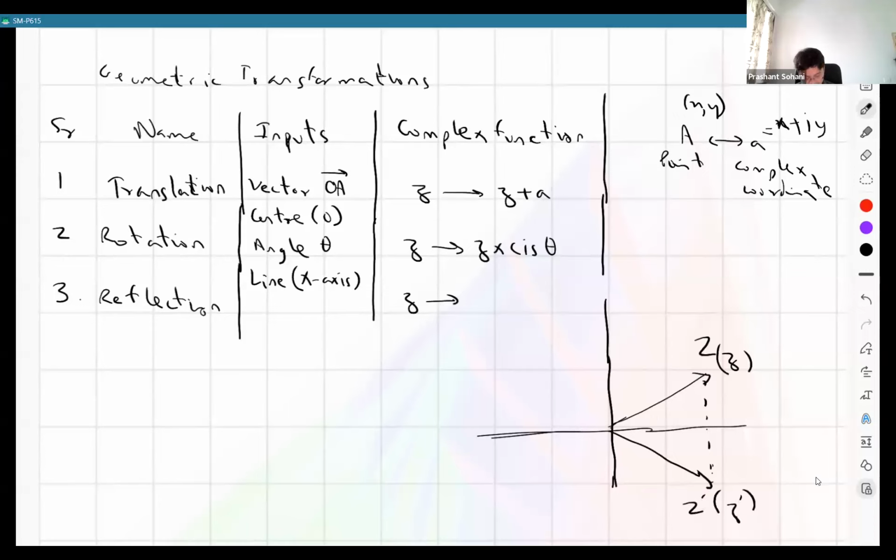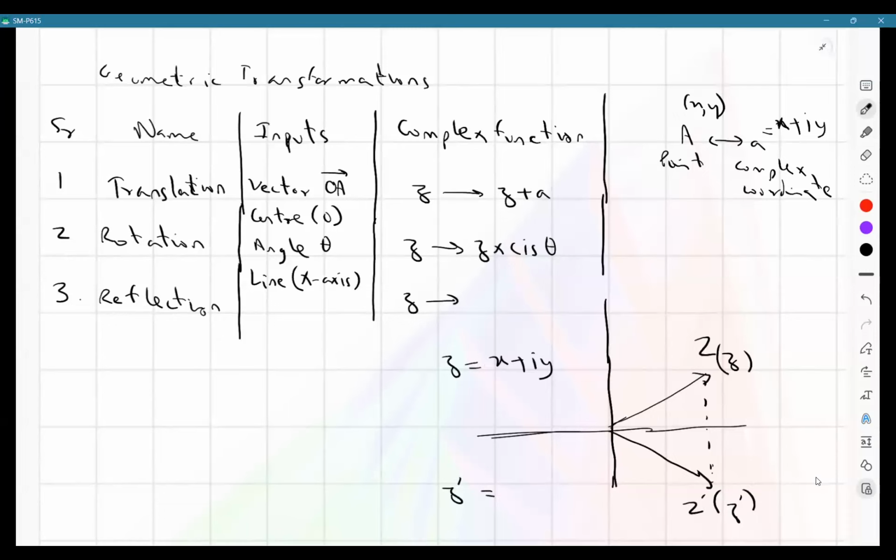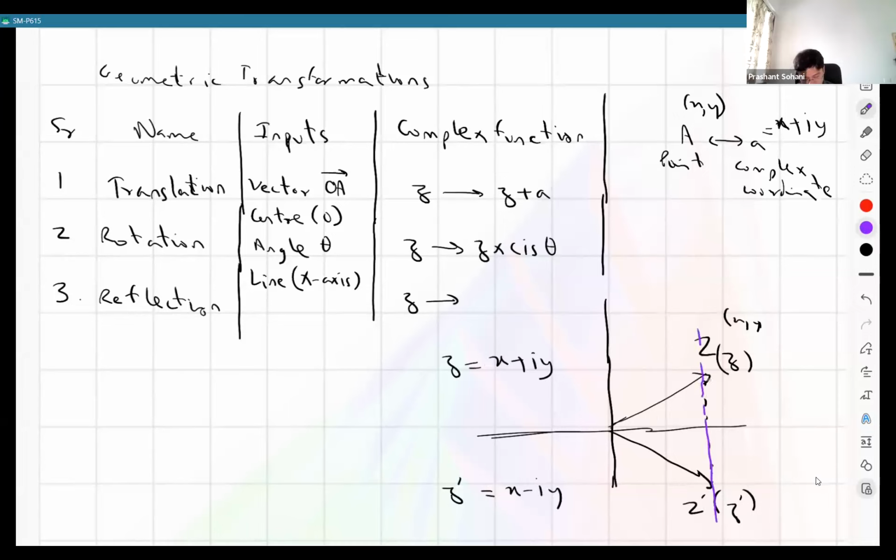So if I write it explicitly, the real and imaginary parts, then if z is given by x plus iy, what will z dash be given by? x minus iy. Because the x coordinate will remain the same. Every point on this line has the same x coordinate, and the y coordinate has simply reversed. So the z dash is x minus iy.